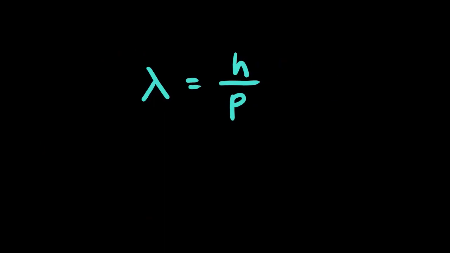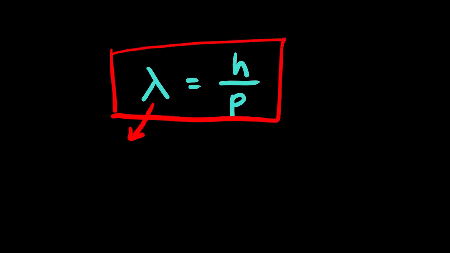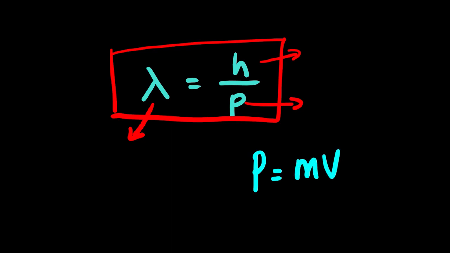In lesson 101 of this topic, we looked at the derivation of this equation. The de Broglie wavelength is described by this equation, where this is the wavelength, this is the Planck's constant, and this is the momentum of the object. Now we know that momentum is equal to the product of the mass and the velocity of an object.